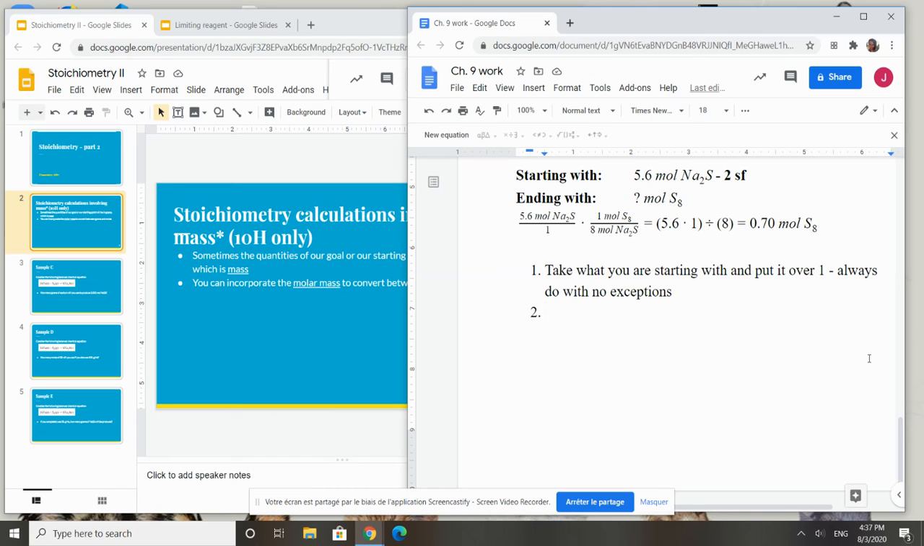Now we have a step that we do only if what we're starting with is in grams. So if you are starting with grams, you need to convert your grams to your moles. So I think of it as multiplying by 1 over molar mass. So you'll have moles over grams, but you could also think of it as dividing by molar mass. I'm going to show you what that looks like with an example.